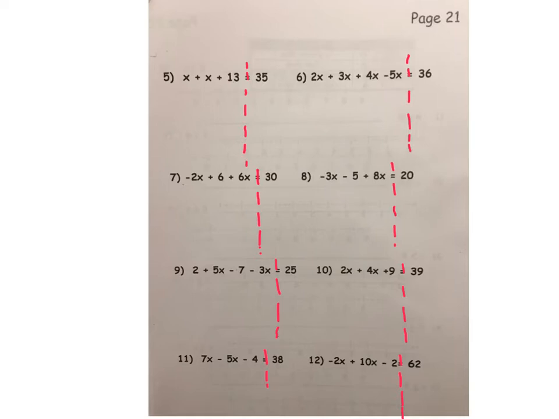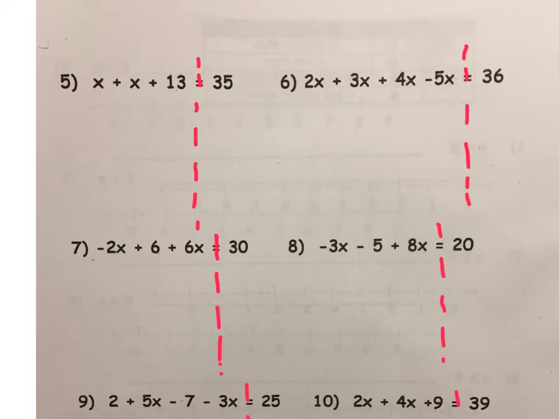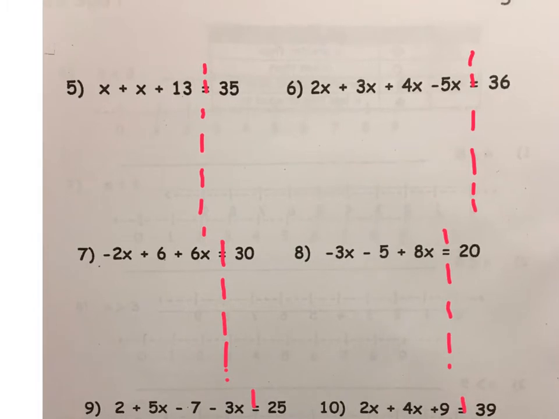Let's take a look at a couple of these together. Let's start with number 5. Whenever we have a single variable like x, please put a 1 in front of each of those x's. Begin to box and circle your constants. Term combine. We have 2x's plus 13 equals 35.